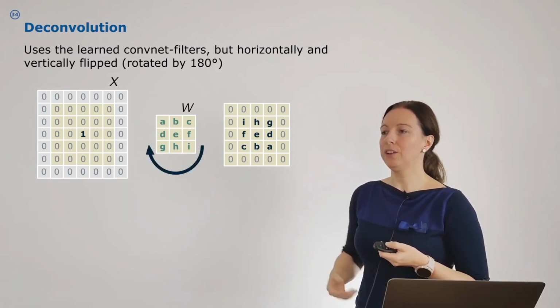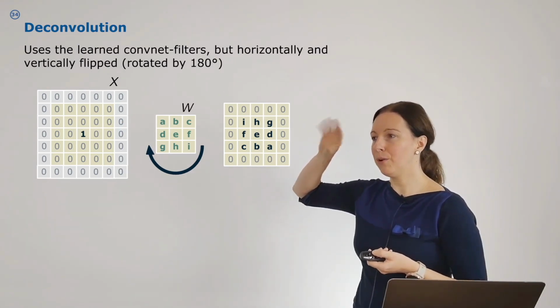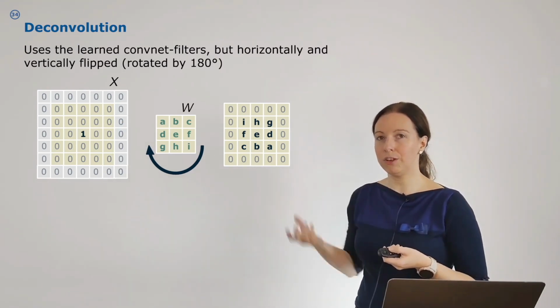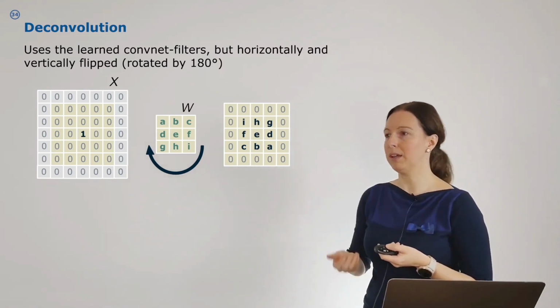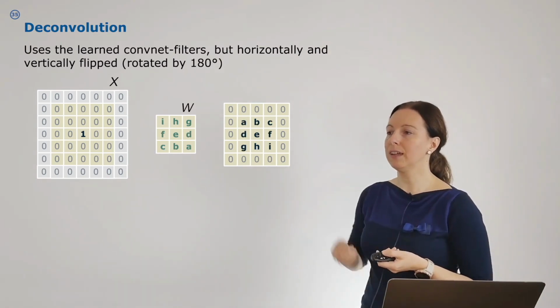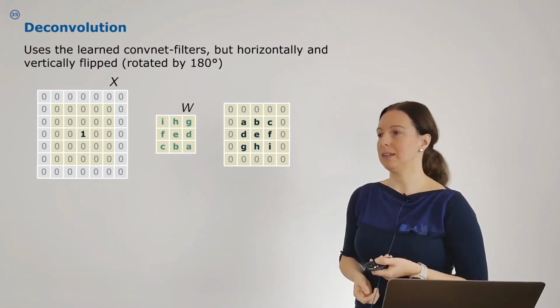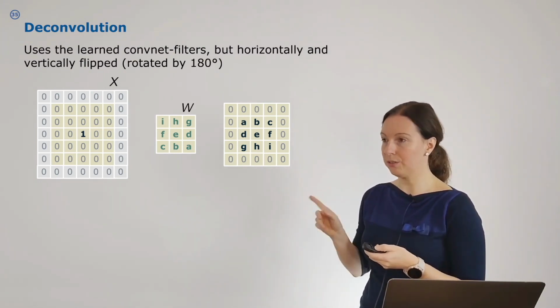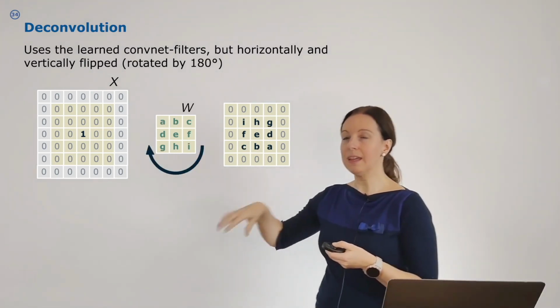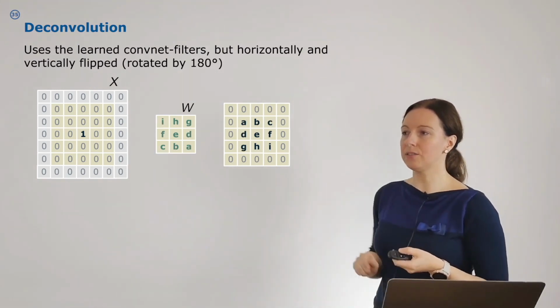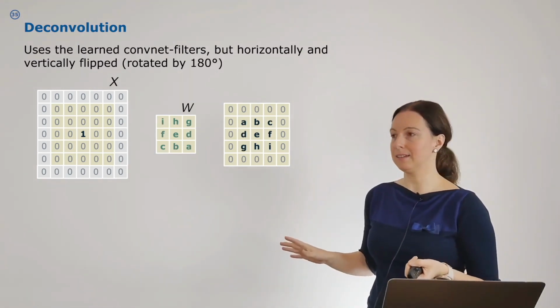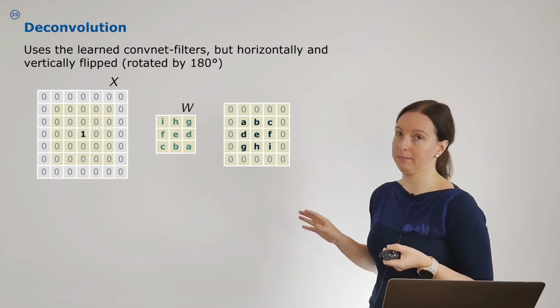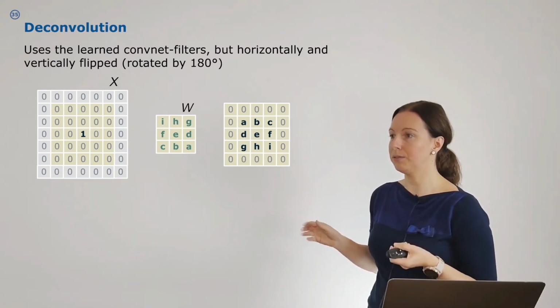That's why you flip it horizontally and vertically. That means you rotate the filter by 180 degrees. And if you do this, this is actually the result. And this is what you want. You have the original filter, this one, rotated, and this is the result. So you will exactly get the pattern of the filter.